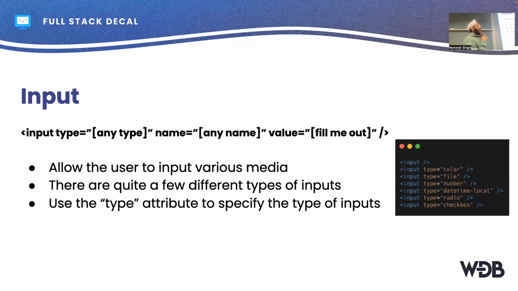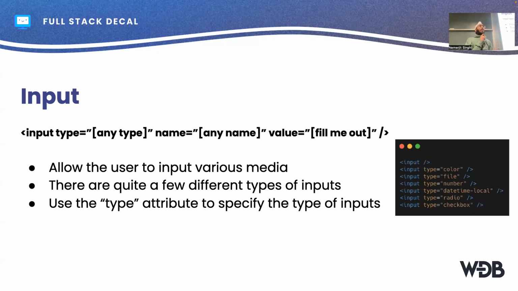And to go over the general syntax, just like images, this is self-closing, there's no closing tag. You don't actually need the slash on this one, so you can get rid of it. But if you want, you can put it at the end. There's just one opening tag with a slash at the end. And there are three attributes: type, name, and value. For now, name and value aren't super relevant to you guys, but type will be.